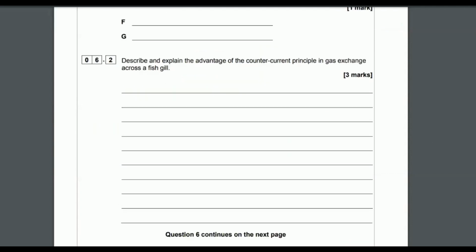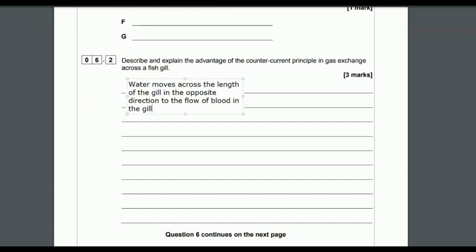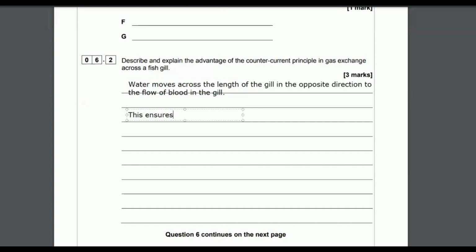Right, 6.2, describe and explain the advantage of the countercurrent principle in gas exchange across a fish gill. So I've got a little video here you can click on if you want to know, but I'm going to go through the answer now. So the main thing about the countercurrent flow system is that water moves across the whole length of the gill in the opposite direction to the blood flow. So water's going in one way, blood's going the other way. This maximizes the efficiency of gas exchange.